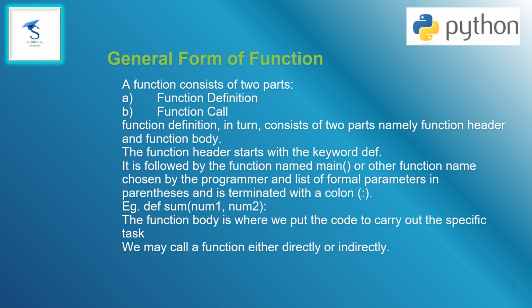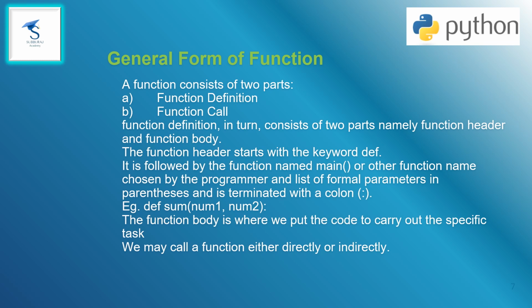The function header starts with the keyword def. Any function name will be preceded by def. It is followed by the function name, which can be main or any other function, like diff, add. The programmer can choose whatever name he wants, and he lists the parameters, which we'll clarify very soon, in parentheses, and it ends with a colon. See, colon is very important in Python.